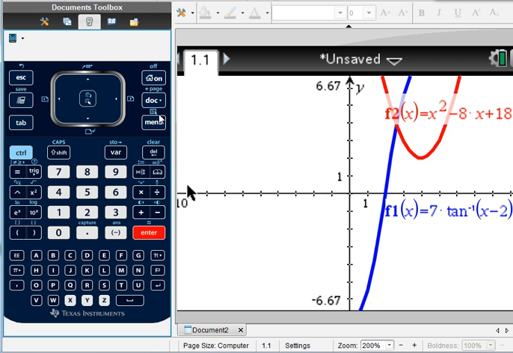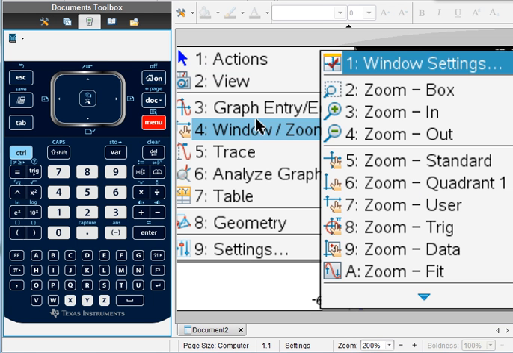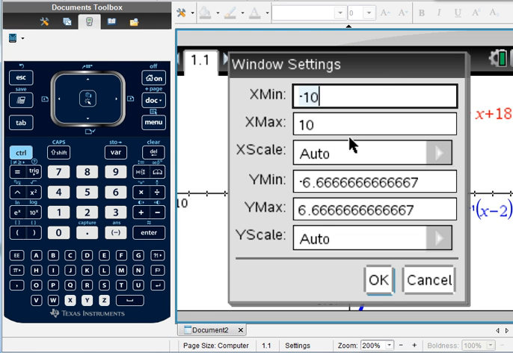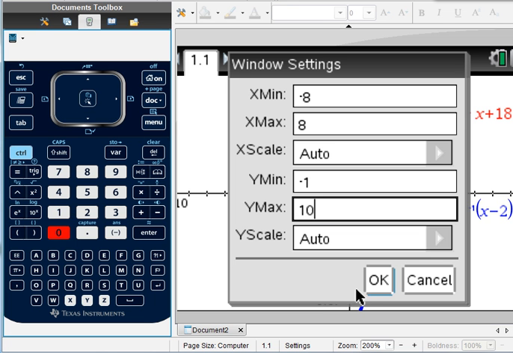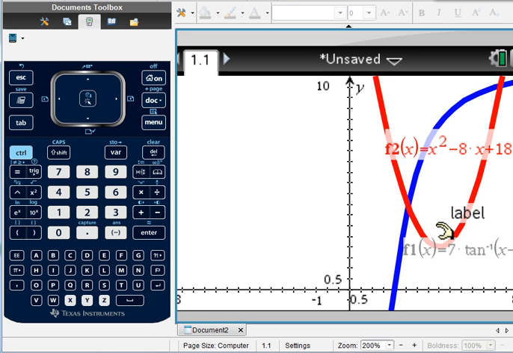And let's change our window size. So menu, window zoom, window settings. Again, go from -8 to 8, x min and max, and y min, let's make that -1, y maximum 10. There we go, so now we have a nice picture of it.